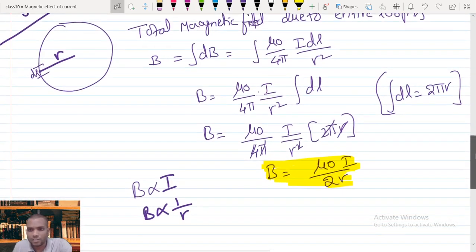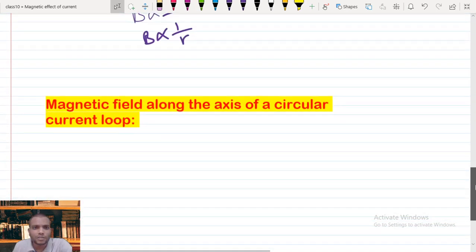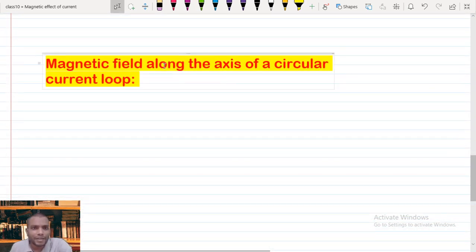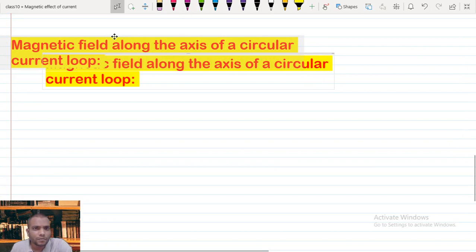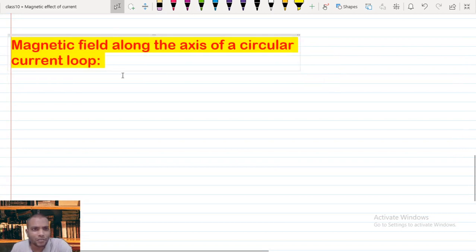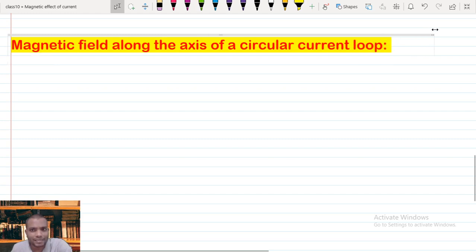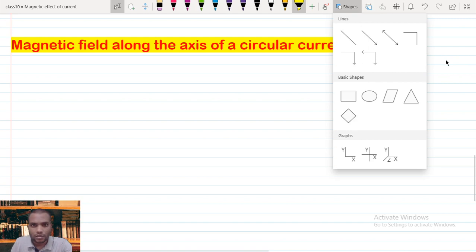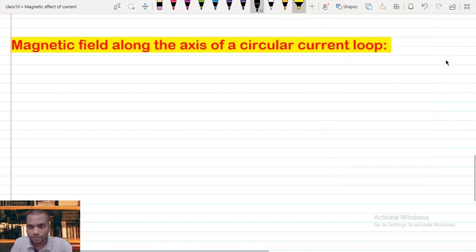Now suppose we change the situation. The situation is like this: find the magnetic field along the axis of a circular loop. So this is not the simple case as we discussed earlier. So first we need to draw a diagram. So let me draw a diagram here.